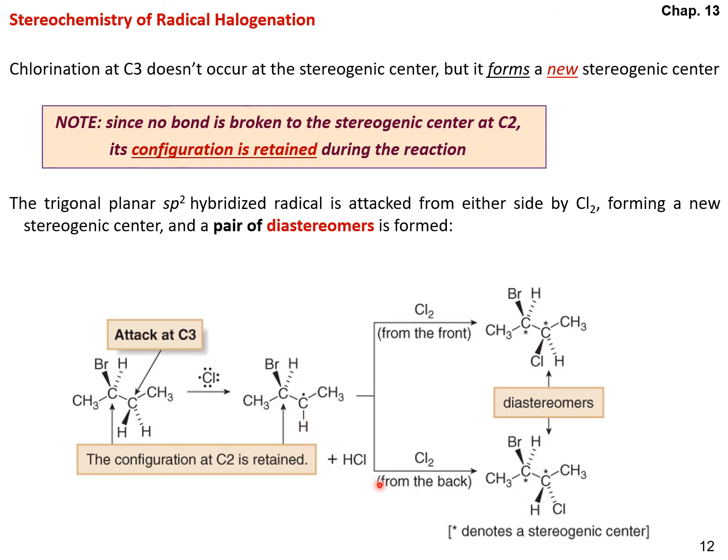From the front face, I would generate this new stereocenter. Attack from the back face, I would generate this new stereocenter. Since C2 stereochemistry has remained unchanged because no chemistry was going on here, but I am generating a new stereocenter at carbon number 3, I have generated not enantiomers, but diastereomers.